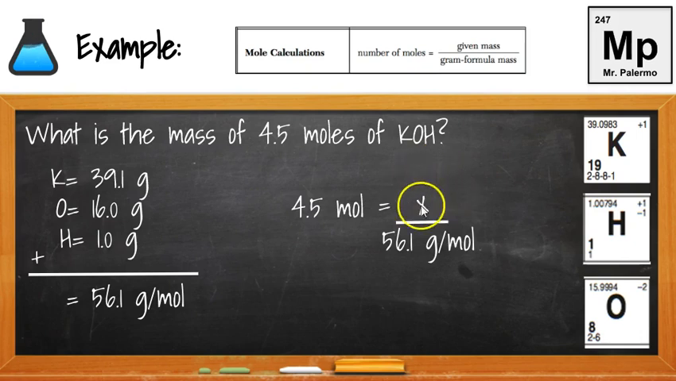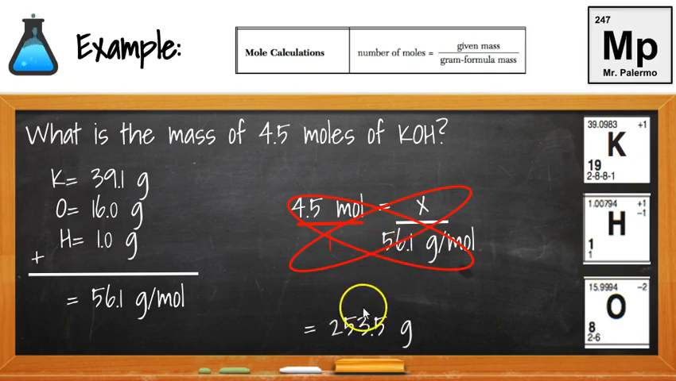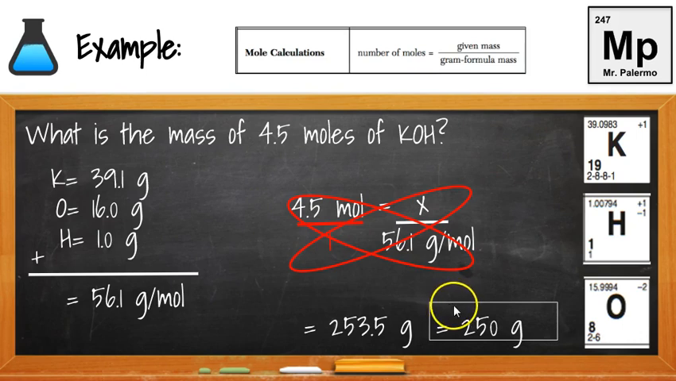So now, in order to solve for x, we have to set this over 1 and then cross multiply. So 1 times x is x. 4.5 times 56.1 then gives me an answer of 253.5 grams. So 4.5 moles of potassium hydroxide has a mass of 253.5 grams. And if you round it to proper significant figures, since we have 2 sig figs here, that's the least number of significant figures, I'm going to round my answer to 2 significant figures.